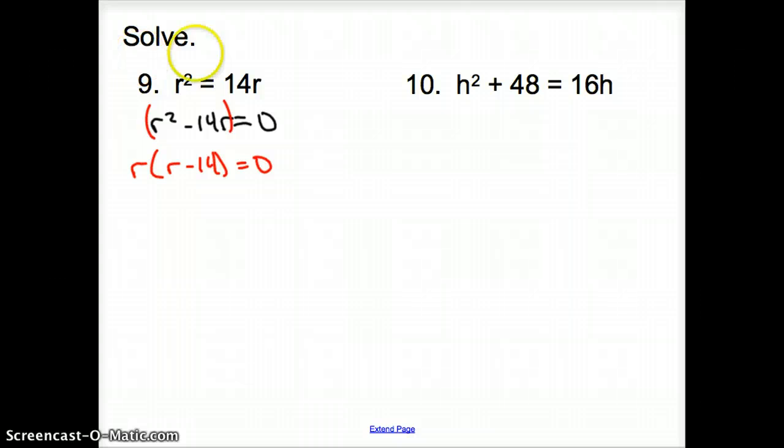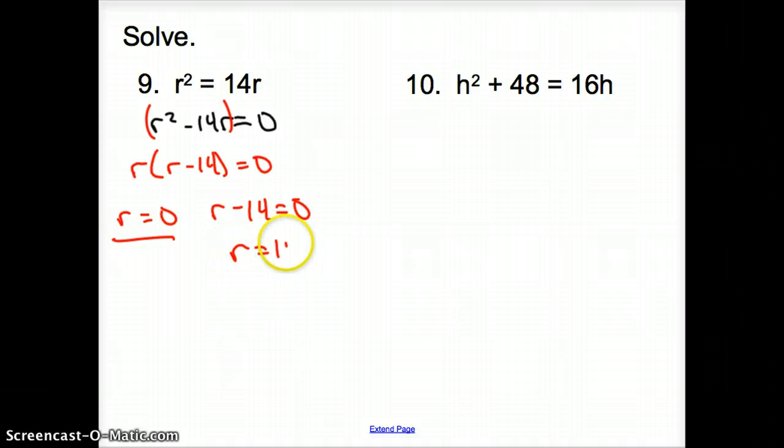Now when we are solving, we're actually going to have equals in our answer. That's very important. When we solve, we have equals in our answer. Here r equals 0 and r minus 14 equals 0. Solve, we have one answer there. Here we have to add the 14 over, so r equals 14 right there. So our two answers, r is 14 and r is 0 for number 10.